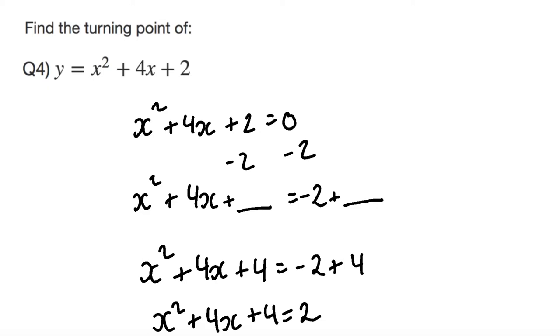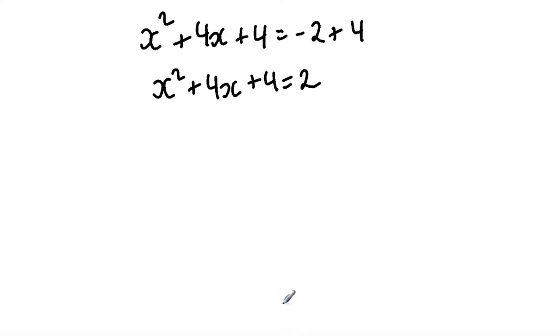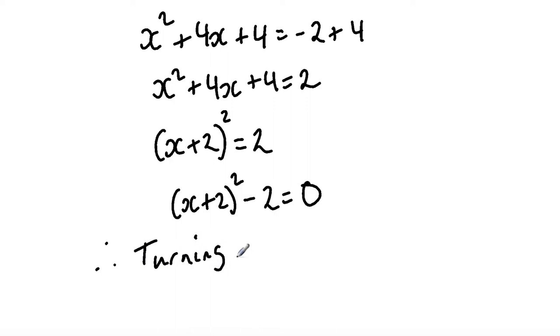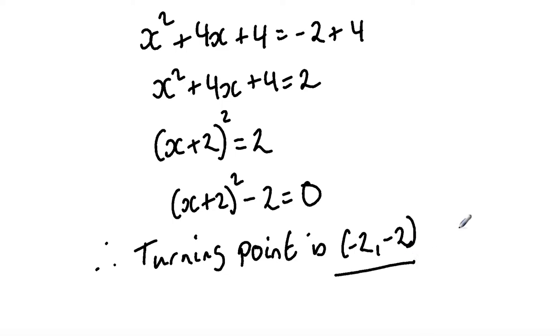Now x squared plus 4x plus 4 forms a perfect square. Therefore it can be rewritten as (x plus 2) squared equals 2. I'm now going to subtract 2 from both sides. Therefore, we should have (x plus 2) squared minus 2 equals 0. Therefore, the turning point is (minus 2, minus 2). And that's our final answer.